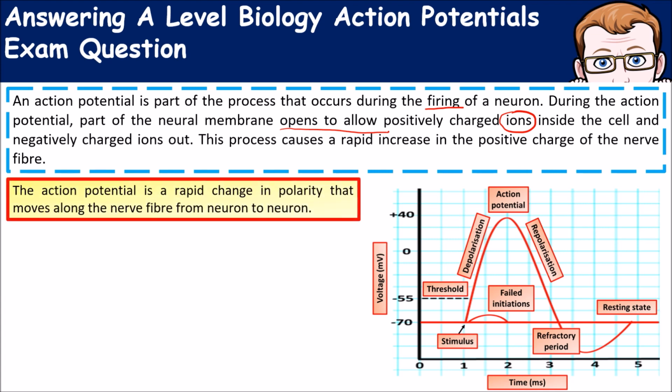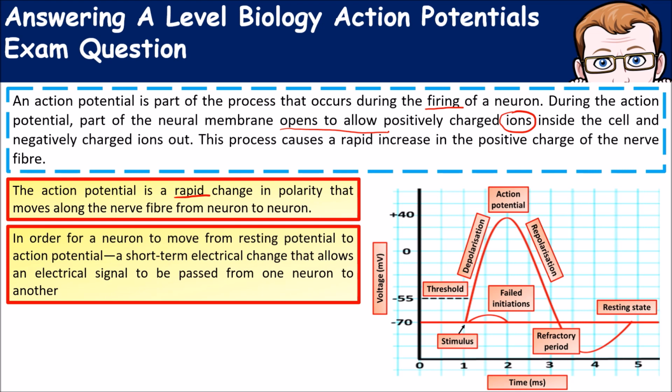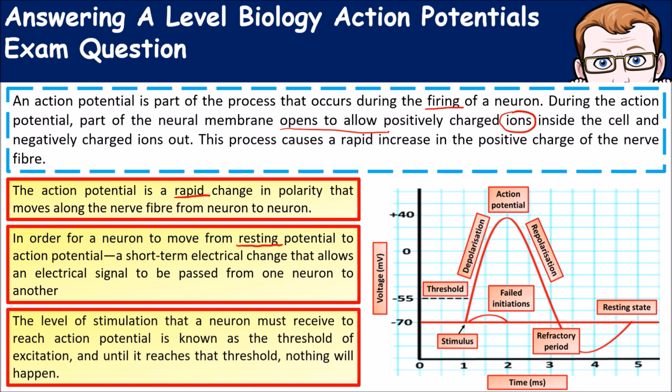So like we said, an action potential is a rapid change in the polarity that moves along the nerve fibre. In order for a neuron to move from resting potential to an action potential, a short-term electrical charge needs to be established. The level of stimulation that a neuron must receive in order to cause an action potential to be generated is called the threshold level or the threshold limit. If it does not exceed this limit, then you don't get an action potential.